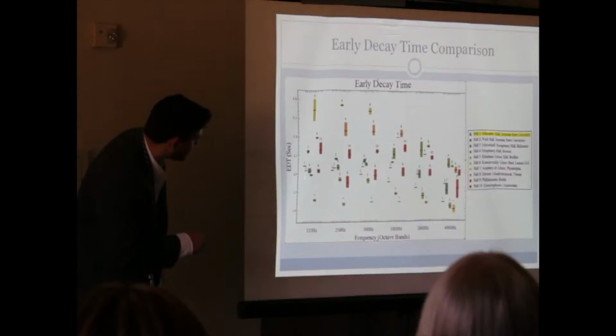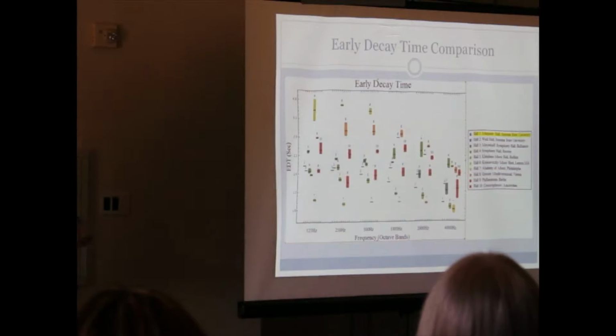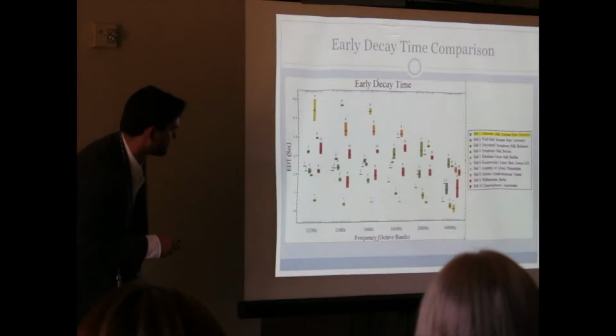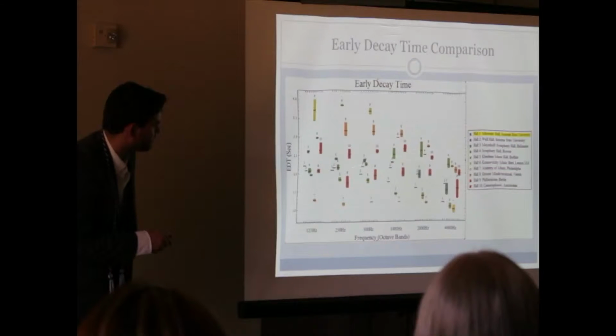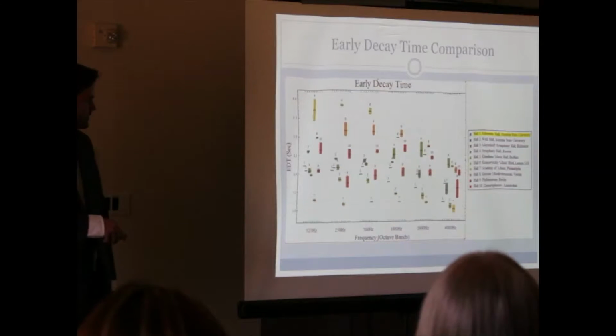Whereas Wild Hall, right here, kind of sits in that same range the whole time until you get a little bit of drop off at 4,000 hertz. And then, as you can see, Boston and Vienna are pretty homogeneous as you move through it as well. There's a little rise there, 2,000 hertz.